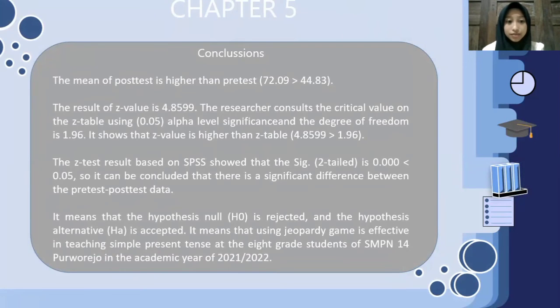Chapter 5, Conclusions. The mean of the post-test is higher than the pre-test. Z-value is higher than Z-table. The Z-test result shows there is a significant difference between the pre-test and post-test data. It means that the null hypothesis is rejected and the alternative hypothesis is accepted. It means that using Jeopardy game is effective in teaching simple present tense at the 8th grade students of SMP Negeri 14 Purworejo in the academic year of 2021-2022.